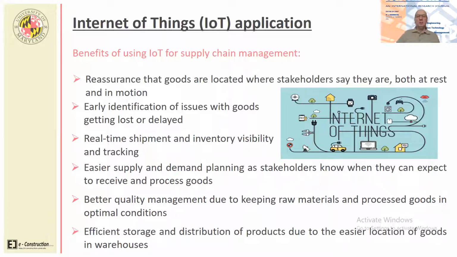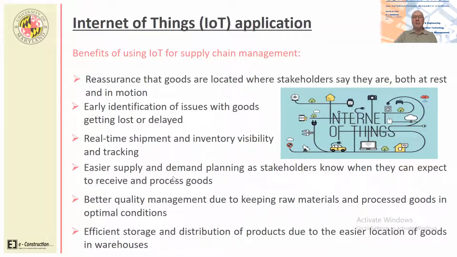So object tracking and being able to know where the product is following multiple transactions is actually very important. Early identification of issues with goods that may get lost or delayed, hugely important for the reliability of these industries. Real-time shipment and inventory visibility and tracking, also hugely important because customers expect the ability to be able to track their shipment. And then we have supply and demand planning at stakeholders.